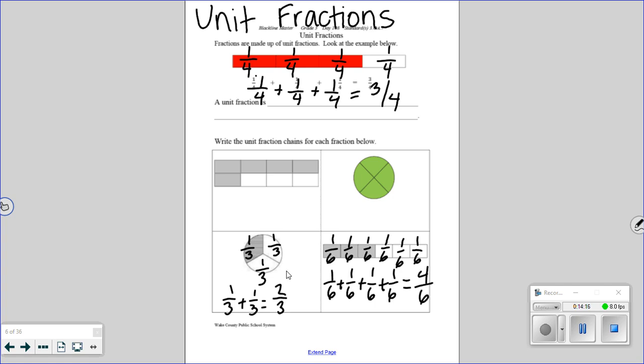I need that unit. I need to know what it is that I'm counting. Because, Cole, sixth size pieces are way different than third size pieces, right? Yeah. So I need to know, do I have 4 sixth size pieces? Or do I have 4 third size pieces? Or do I have 4 halves? Or do I have 4 hundredths? I need to know what it is that I'm counting by.